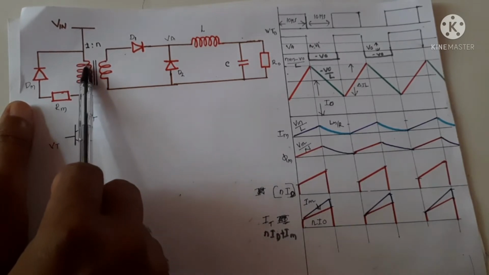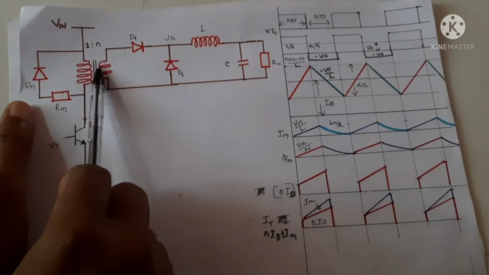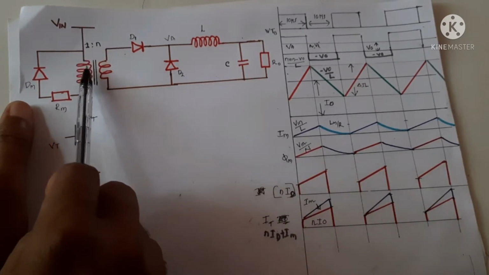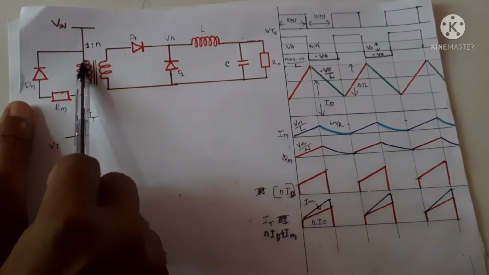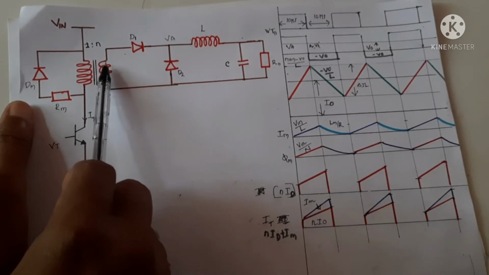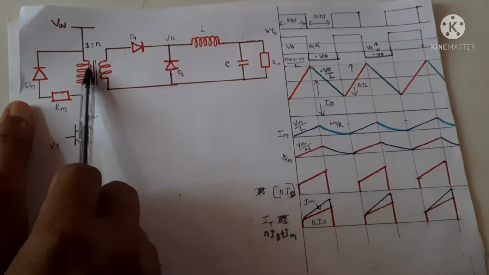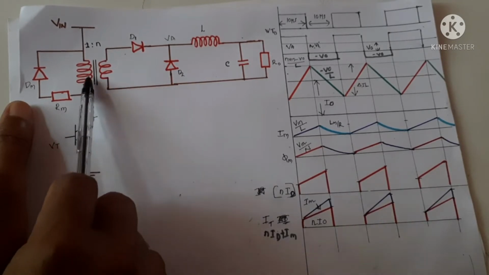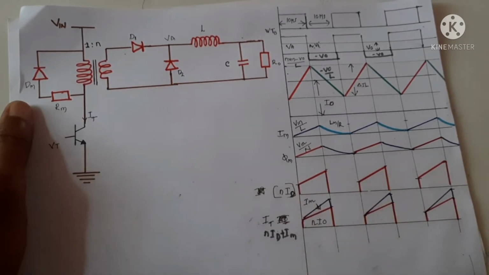When the EMF decreases, that is the EMF of 10 volt which is opposing the input voltage, more current will flow through the primary. That current also produces a flux which is equal to this flux. So both the fluxes will be cancelled. The only remaining flux is the magnetization flux.